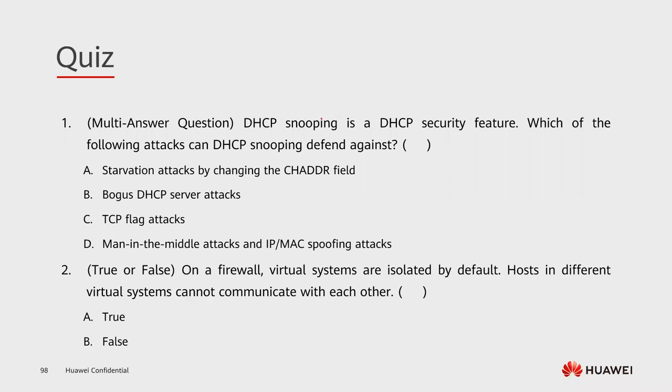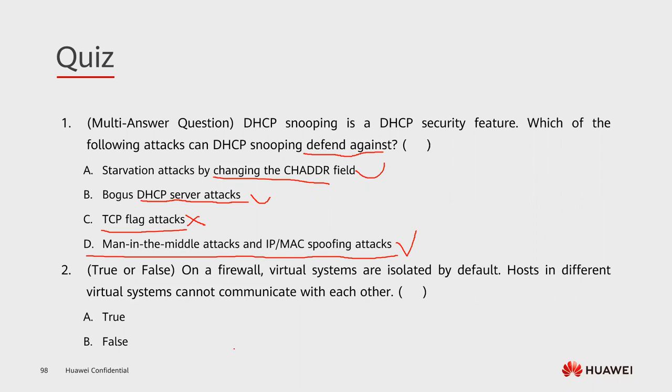The first one: DHCP snooping is a DHCP security feature. Which of the following attacks can DHCP snooping defend against? Okay, the first one, starvation attacks by changing the CHADDR field. Yes, it can, we have already introduced it in our slides. DHCP server attacks, yes, it can. TCP flood, no, it can't. Man-in-the-middle attacks, yes, it can. So the answer should be ABD.